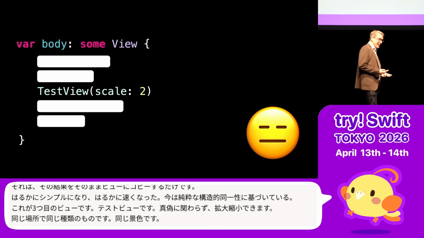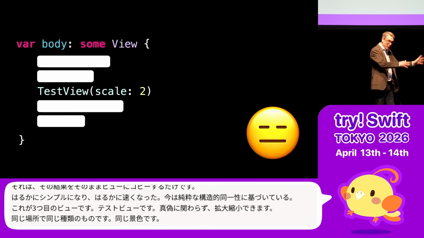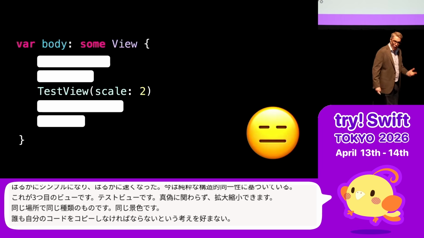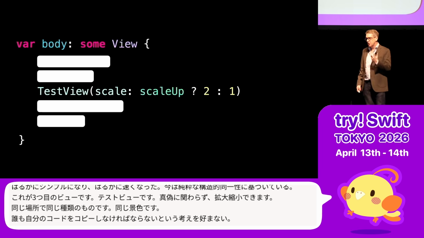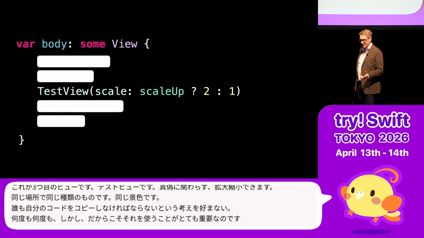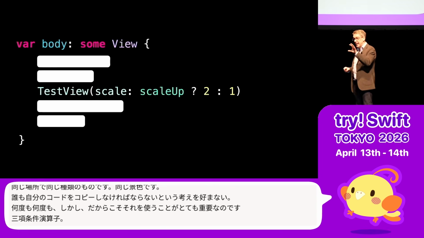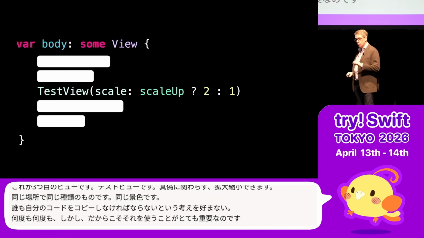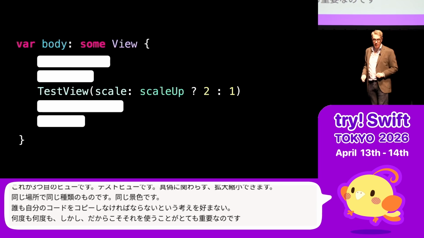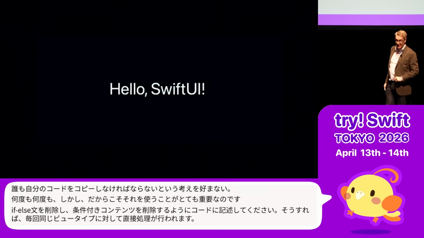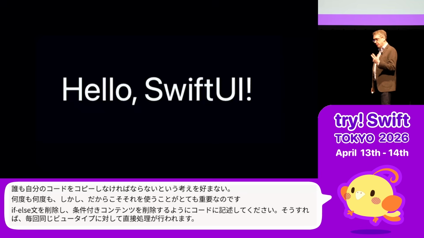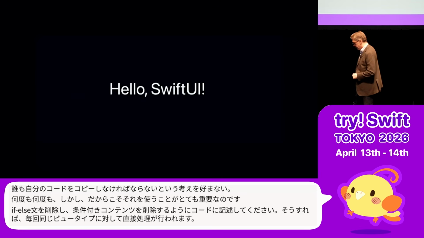Now, no one likes the idea of having to copy their code out to properties again and again and again, but this is why it's so important to use that ternary conditional operator right in your code, to remove the if-else, to remove the conditional content, so it's all done directly for the same view type every time. That one will work correctly. That one will animate correctly at full speed and nice and smoothly too.